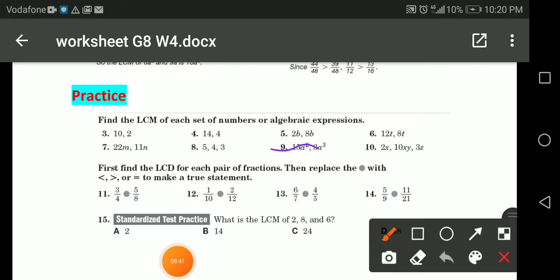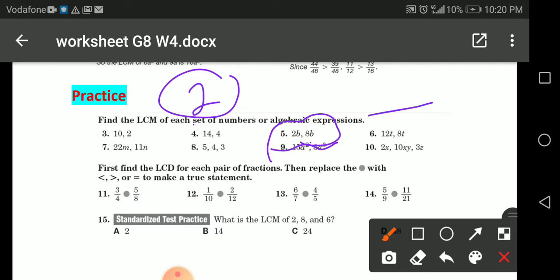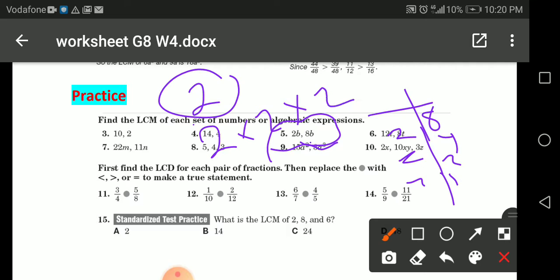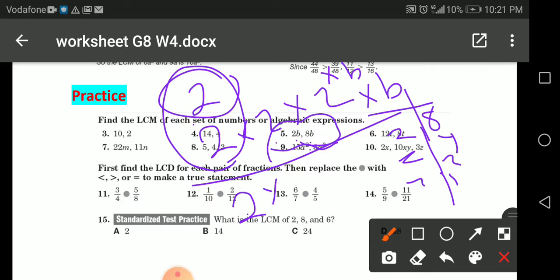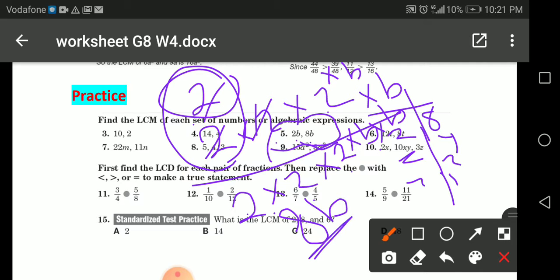Okay, moving to 2b and 8b. I will do the same. It's very easy. 2 will be just 2 because it's a prime number. 8 is very easy: divided by 2 equals 4, divided by 2 equals 2, divided by 2 equals 1. 3 2's, so I have 2 times 2 times 2. And I have b in the first one and b here also. So I will take the repeated one just once, and the unrepeated one I take as well. 2 times 2 is 4, times 2 is 8, and then take the b. So it will be 8b.